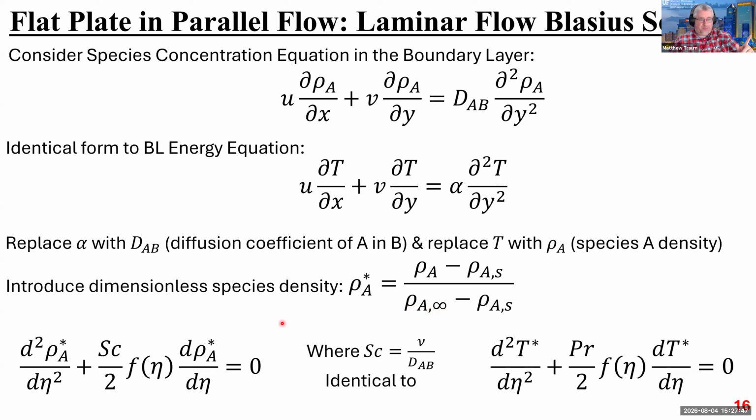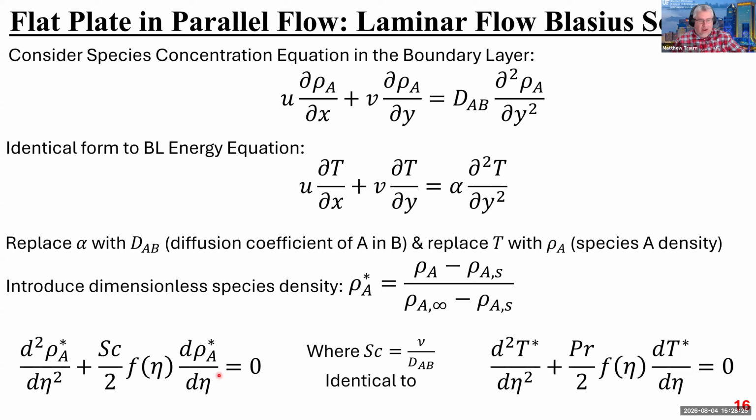Okay, so we're going to take this dimensionless species density and plug it into our original species density conservation equation, and out pops this expression. This expression is identical to the expression that we had before for the thermal boundary layer, with the exception that in the thermal boundary layer, we had the Prandtl number. In the mass concentration boundary layer, we have the Schmidt number. Remember, the Schmidt number is the viscosity divided by the diffusion coefficient.